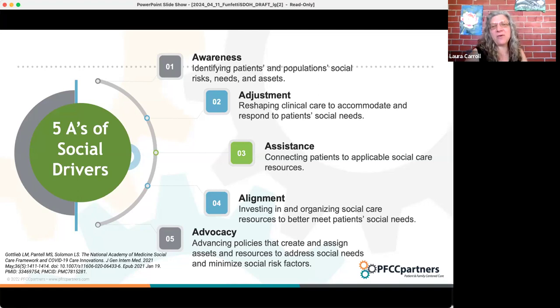You'll hear me say over and over, it's about the why. And the 5 A's give us the why. What I like about this is it's also a tool that is helpful when you are speaking to patients and going over those social drivers of health in your clinical settings.